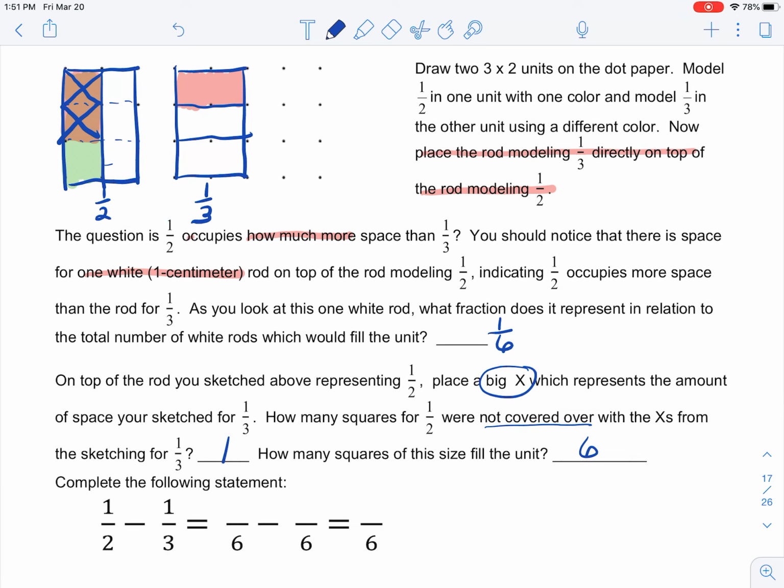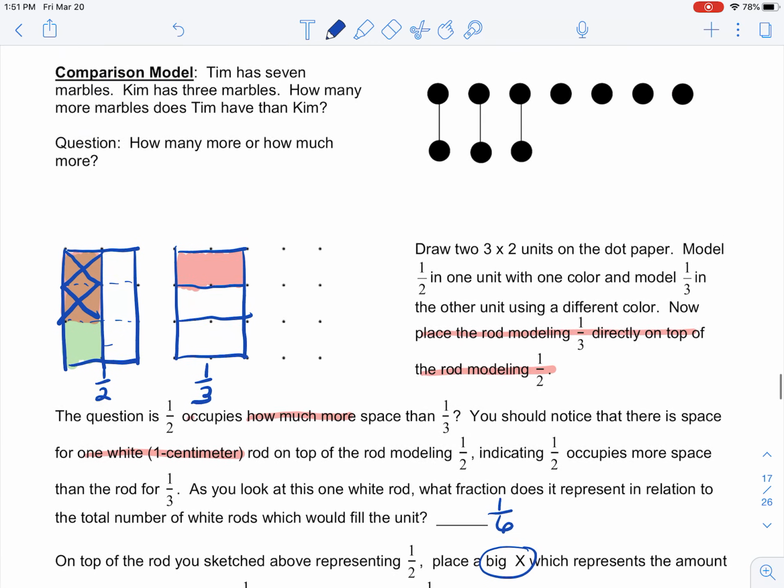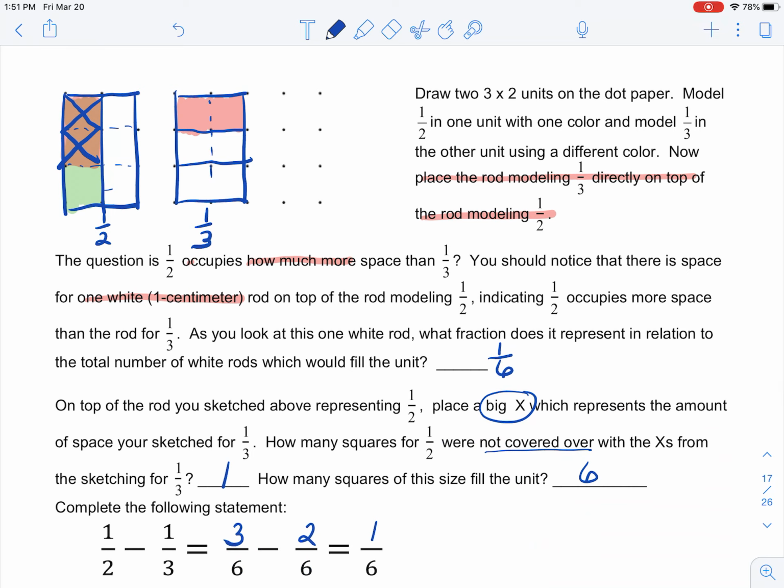And to show how this works with the traditional algorithm, 1/2 we can see is the same as 3/6. 1/3 we can see is the same as 2/6. And when we subtract the numerators, 3 minus 2, and get 1, and we keep the denominator. Again, we can break both of these into 6. We're dealing with 6 everywhere. 3/6 take away 2/6, or 3/6 is 1/6 bigger than 2/6.